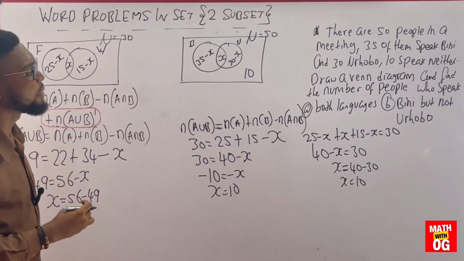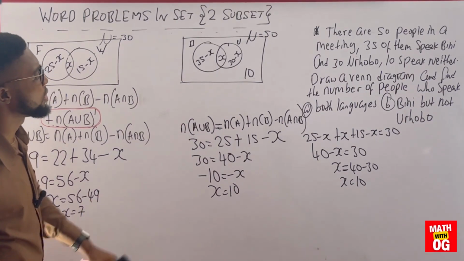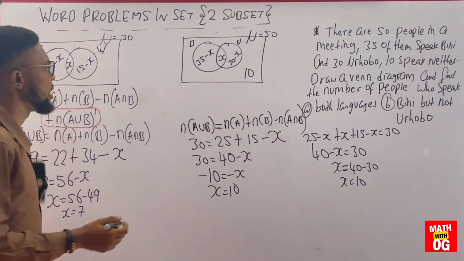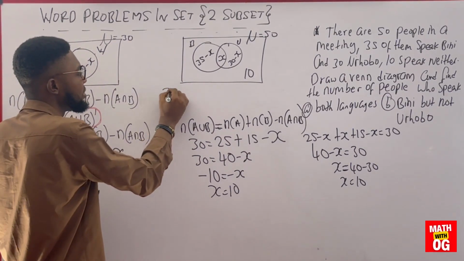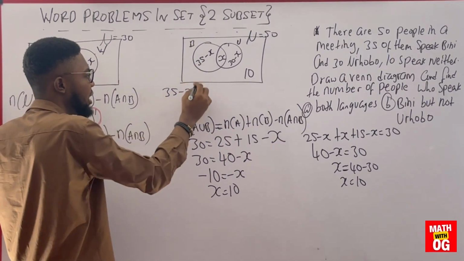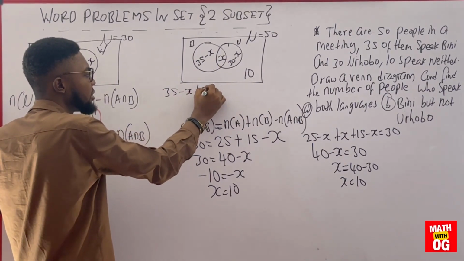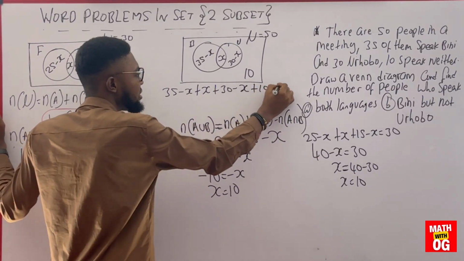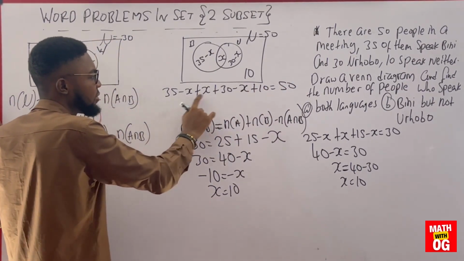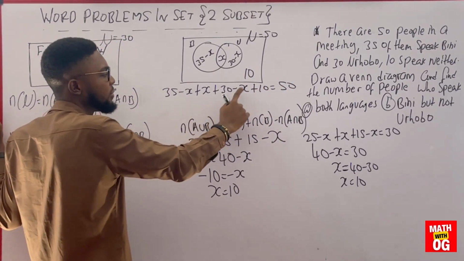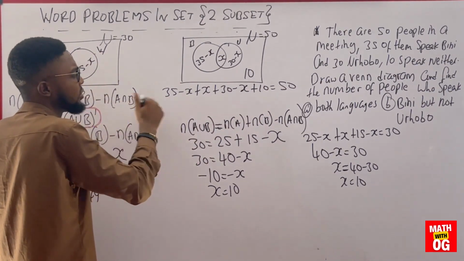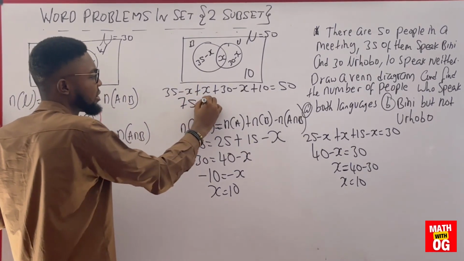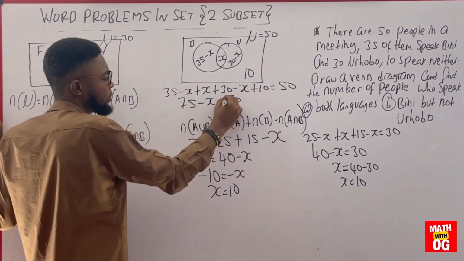Now draw a Venn diagram and find the number of people who speak both languages. Both languages is x, so we are simply looking for x. So let's solve for x. All right, here 35 minus x, this guy, plus this guy is x, plus 30 minus x plus 10 is equal to 50. 35 plus 30, that should be 65, plus 10, that should give us 75. Minus x plus x is 0, 0 minus x is minus x is equal to 50.